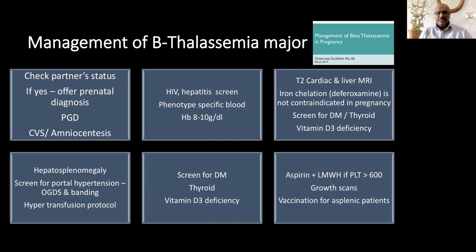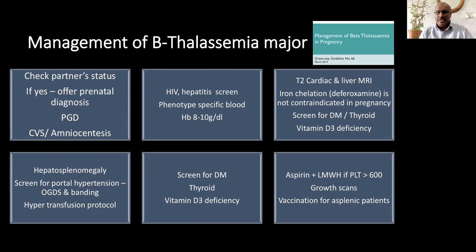As mentioned earlier, if the mother has hepatosplenomegaly, the mother does have portal hypertension. A hypertransfusion protocol is preferred. Also look at the platelet count. If it's too low, think of portal hypertension. If it's too high, the mother has a risk of thrombosis. And in such instances, the mother will benefit from aspirin plus low molecular weight heparin to reduce the incidence of thrombosis. They do need growth scans.